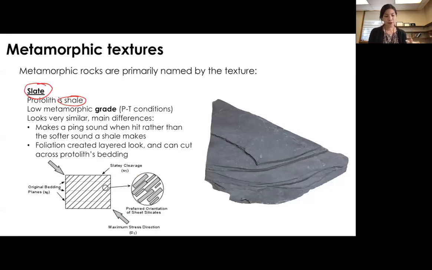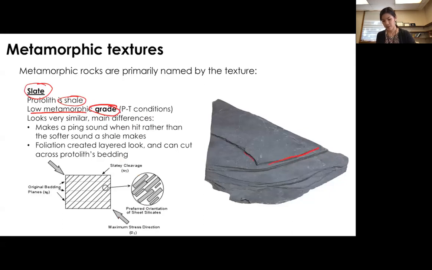The slates are a fairly low metamorphic grade. And so the grade is another name for the pressure and temperature conditions. A low grade is low pressure and temperature, and a high grade is high pressure and temperature. Because it's undergone a fairly low amount of metamorphism, it looks fairly similar to the protolith. So a slate and a shale are pretty hard to differentiate. Visually, they look somewhat similar, although the slate is going to have some layering to it.